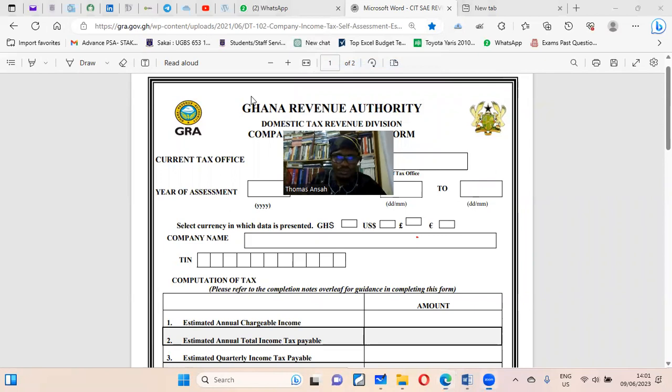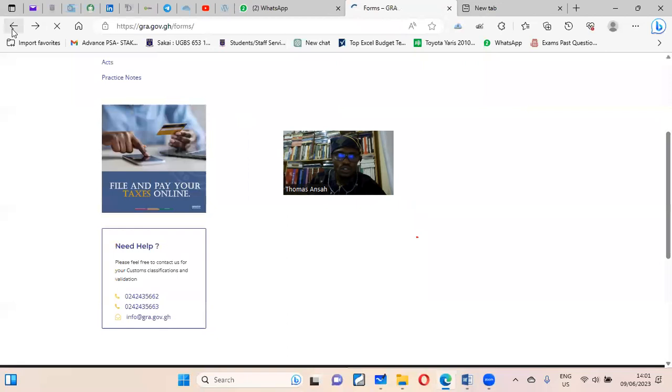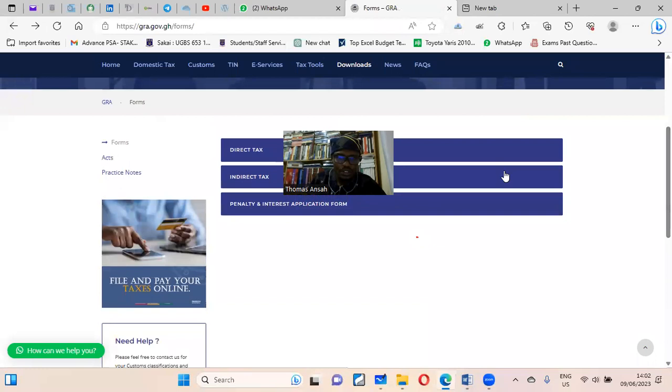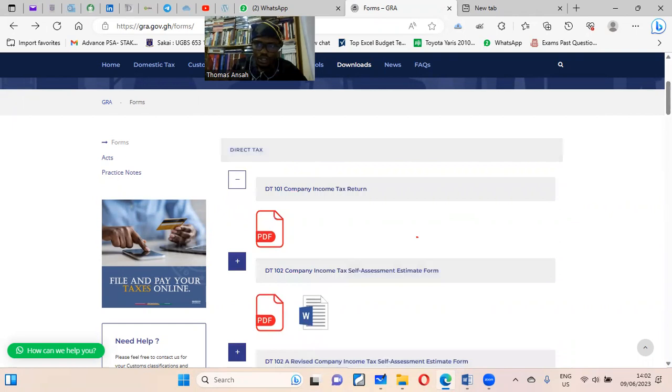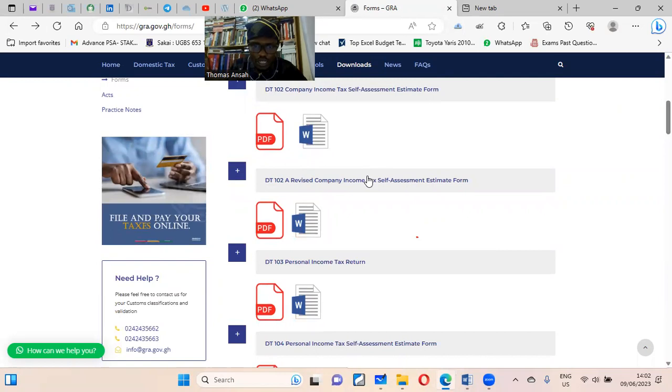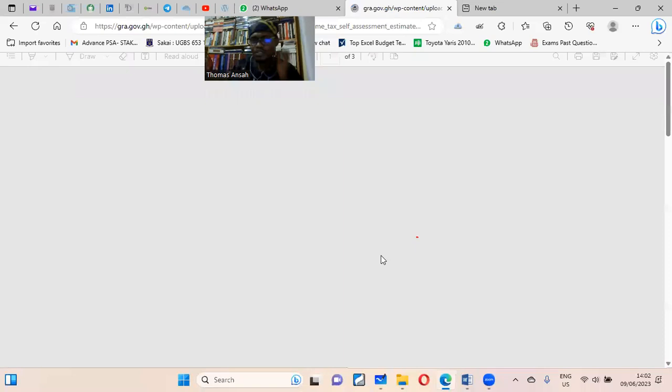All right, so if I needed the personal one too, you can just go and select the personal one. So that is that. So all the return forms are there. So I come here, instead of company, I look for, so you can even revise the estimate and go and revise. So personal income tax is here. So I have personal income tax self-assessment. So you can also revise. If you are revising, you use the new one. So you see personal income tax is there.